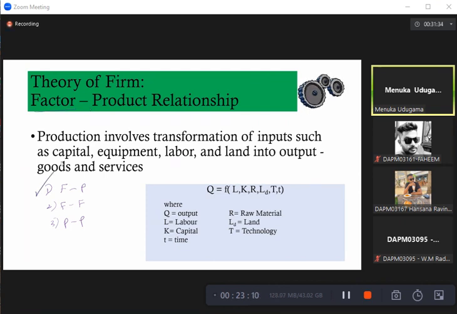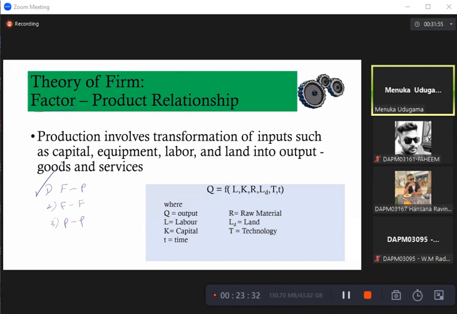So first, let's look at the factor-product or input-output relationship. Now, this is an important relationship because be it a very technical relationship or an agricultural relationship, biological relationship, we deal with factors, products in a farm.